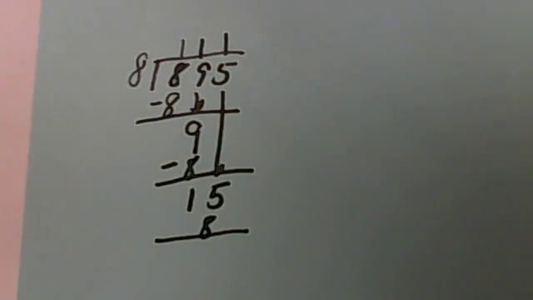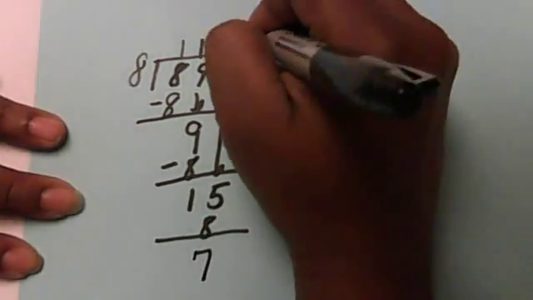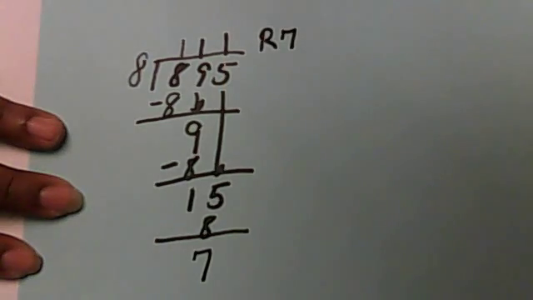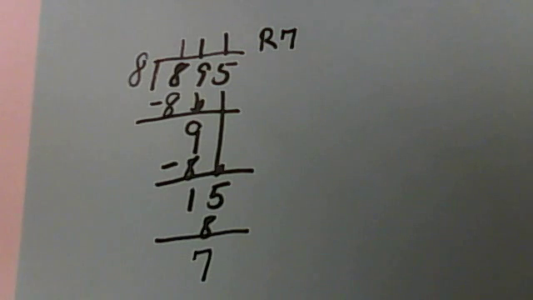Now, this is the way you do division by hand, which is 7, and we usually put R7. So that's how you do long division by hand. There's no secret to it. If you want to do it that way, you can go about doing it that way.